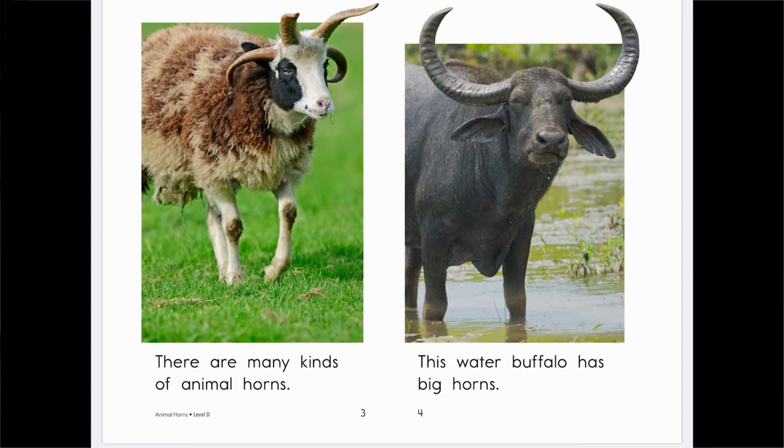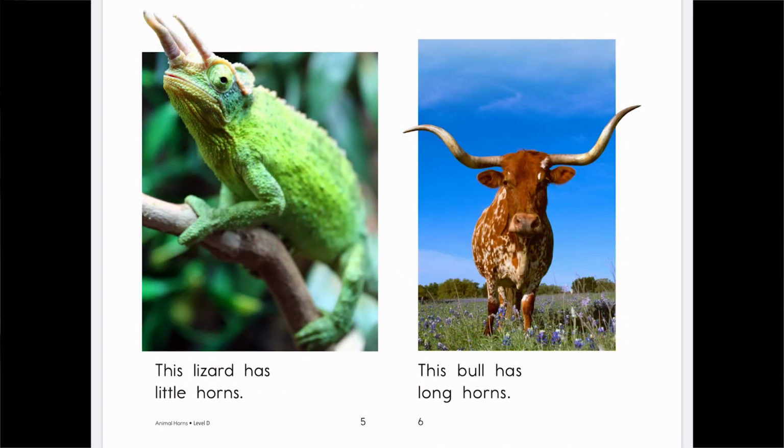There are many kinds of animal horns. This water buffalo has big horns. Look at that guy, he does have big horns. This lizard has little horns. This bull has long horns. You know that bull is even called a longhorn because his horns are so long.